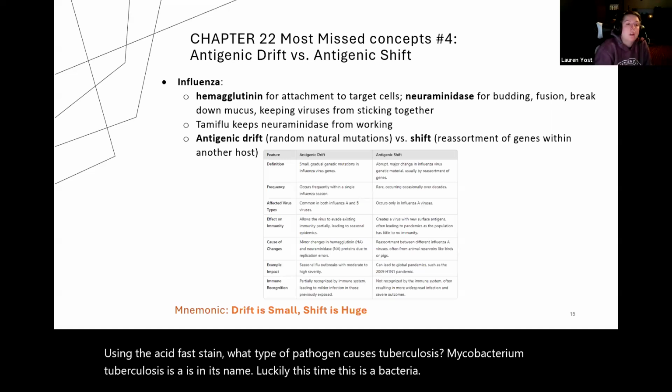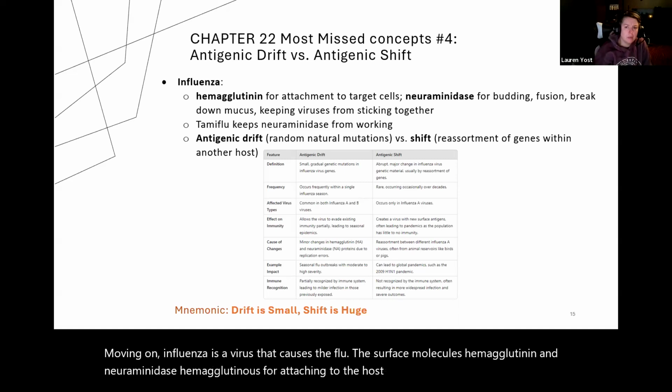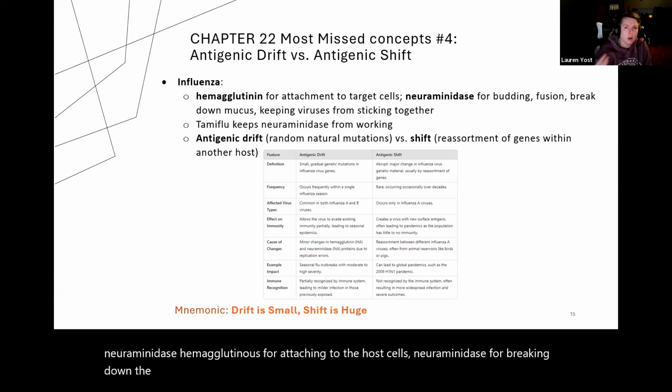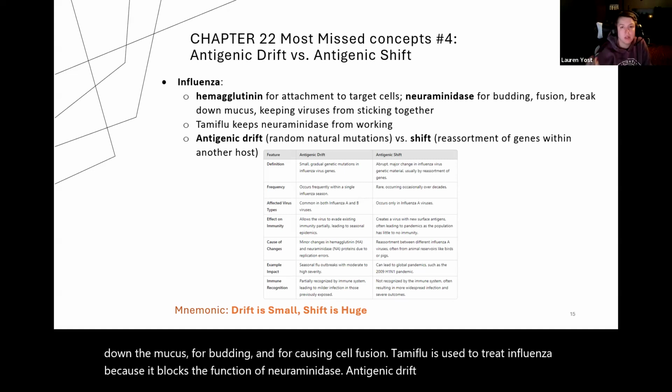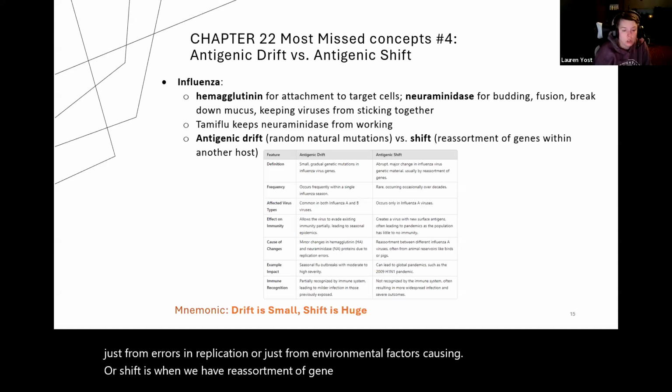Moving on. Influenza is a virus that causes the flu. The surface molecules are hemagglutinin and neuraminidase. Hemagglutinin is for attaching to the host cells, neuraminidase for breaking down the mucus, for budding, and for causing cell fusion. Tamiflu is used to treat influenza because it blocks the function of neuraminidase. Antigenic drift is random mutations just from errors in replication or from environmental factors causing mutations, whereas shift is when we have reassortment of gene segments within a host.